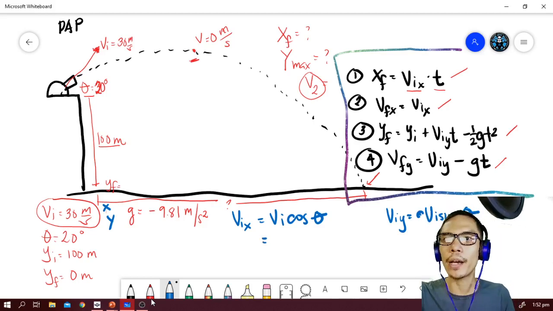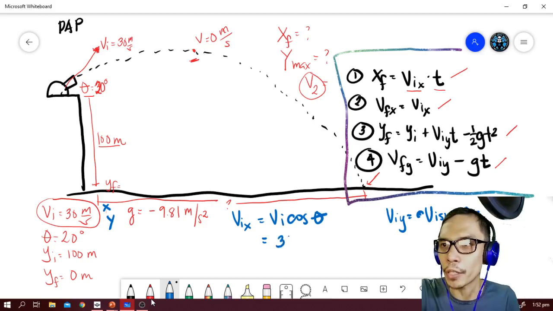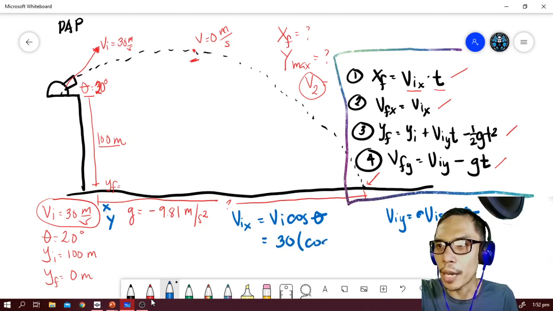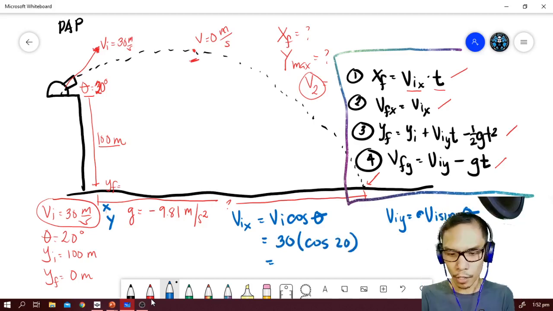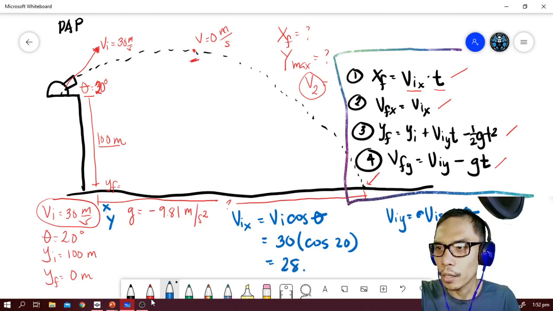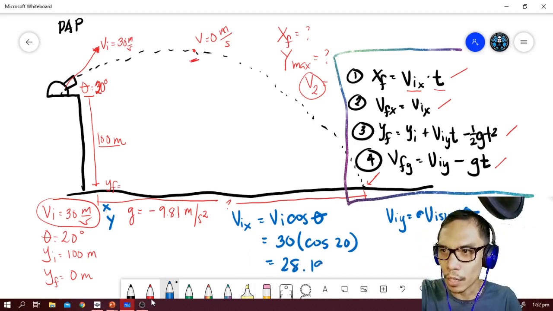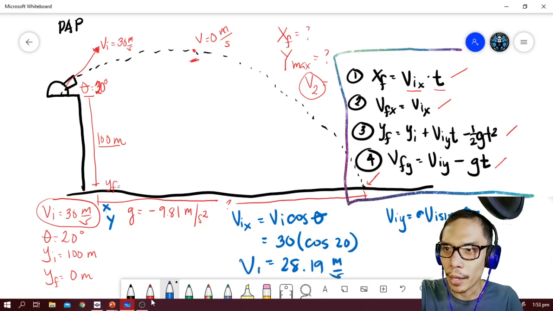Then let's solve for the components of your v sub i. So we have 30 times cosine 20. Let's do that very quickly. Cosine 20 times 30. So there you have it. We have 28.19. Let's make it 2 decimals. So 28.19 is the v sub ix.